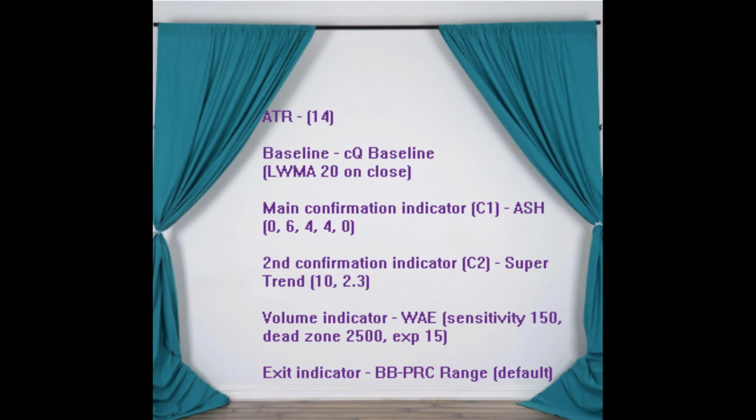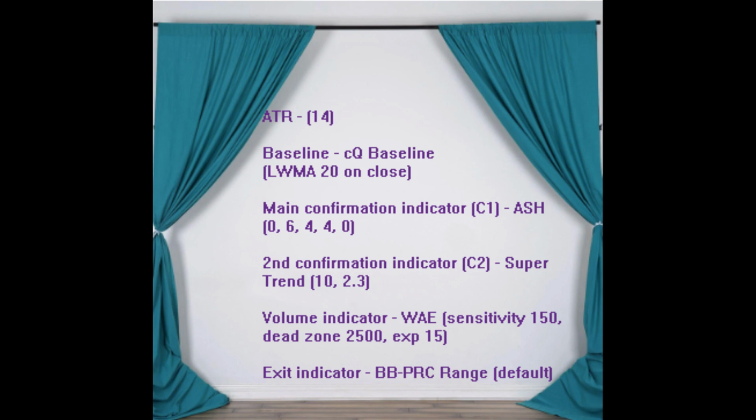My main confirmation indicator, or C1, is the absolute strength histogram, and my settings for that are 0, 6, 4, 4, 0. That seems to make it move a little faster and smooth it out a lot. It's not as jumpy or erratic. And C2, the second confirmation, is Supertrend, but my settings for that are a little different. It's 10 and then it is 2.3 instead of the 3.